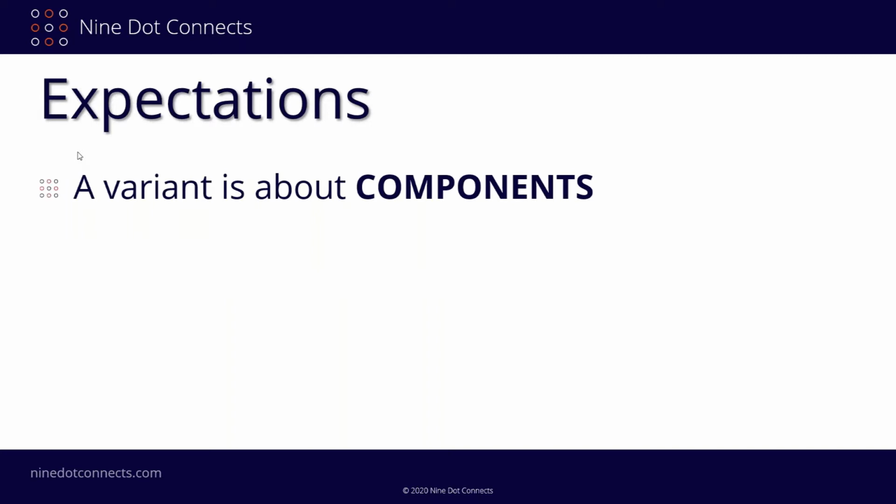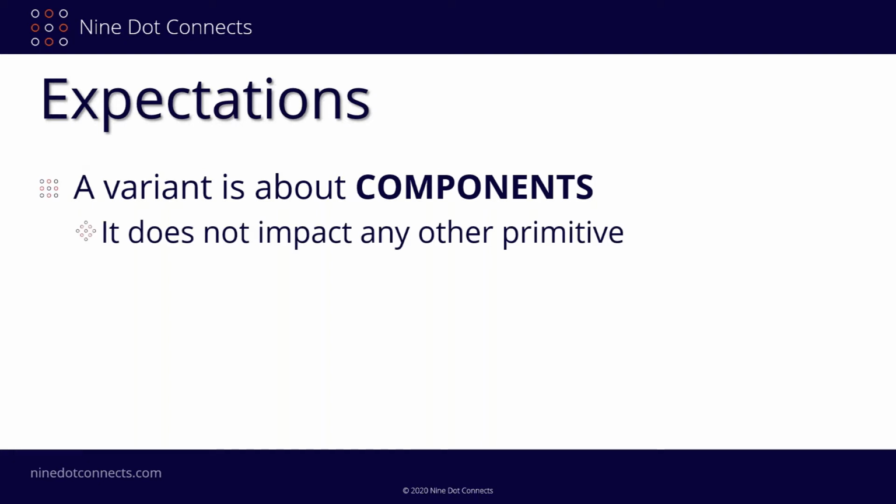So let's get on with it, and let's take a look at this category of expectations. What I want you to understand is that a variant is all about the component. That's what it's all about. It's not about any other primitive or primitives. It's about the component, so it does not impact any other primitive.